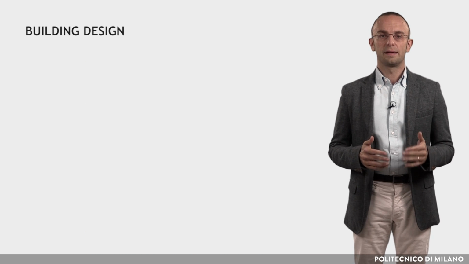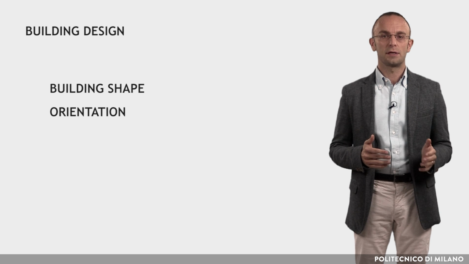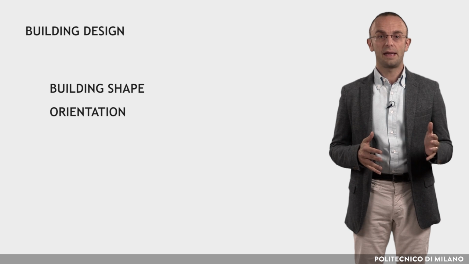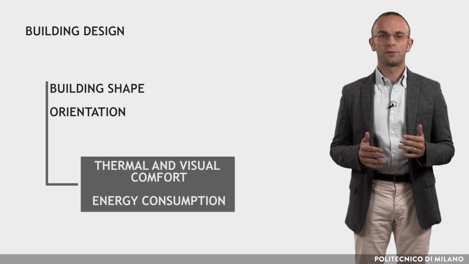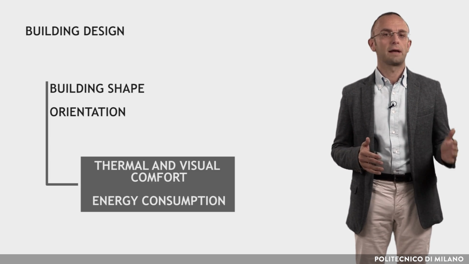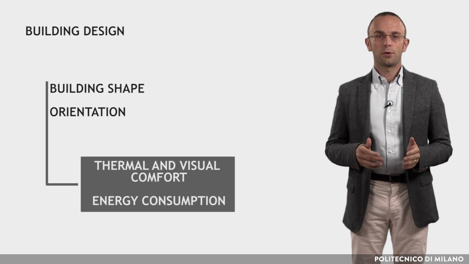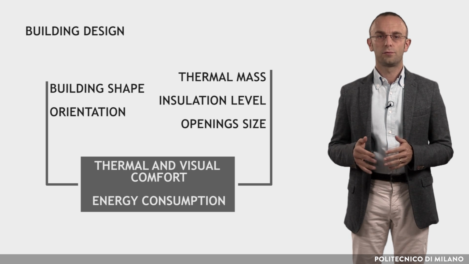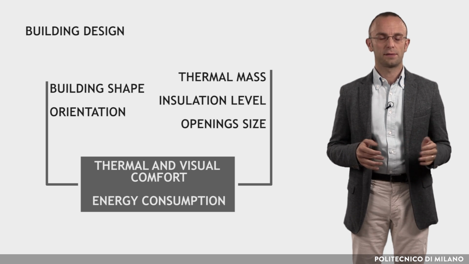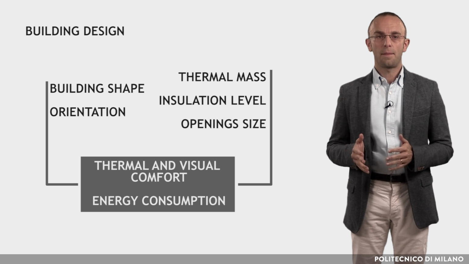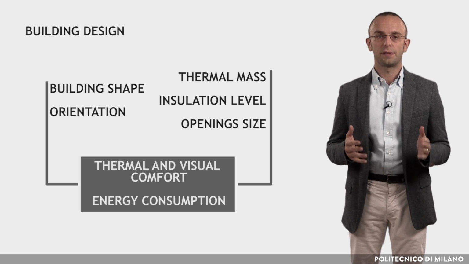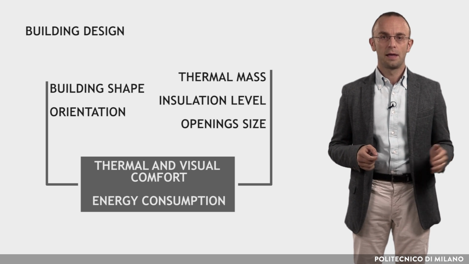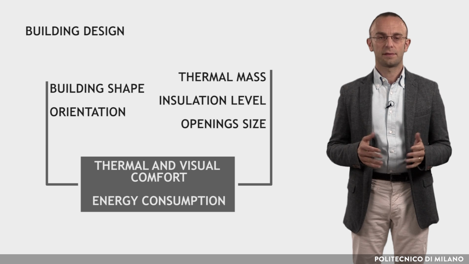As regards building design, building shape and orientation must be the first choices in the integrated design process because they have the most impact on thermal and visual comfort and on energy consumption. Another important decision is related to the thermal mass and the insulation of the envelope, together with the sizing of the openings. In general, in hot climates, the building design should also take particular account of solar control and natural ventilation techniques to contrast the overheating risks.